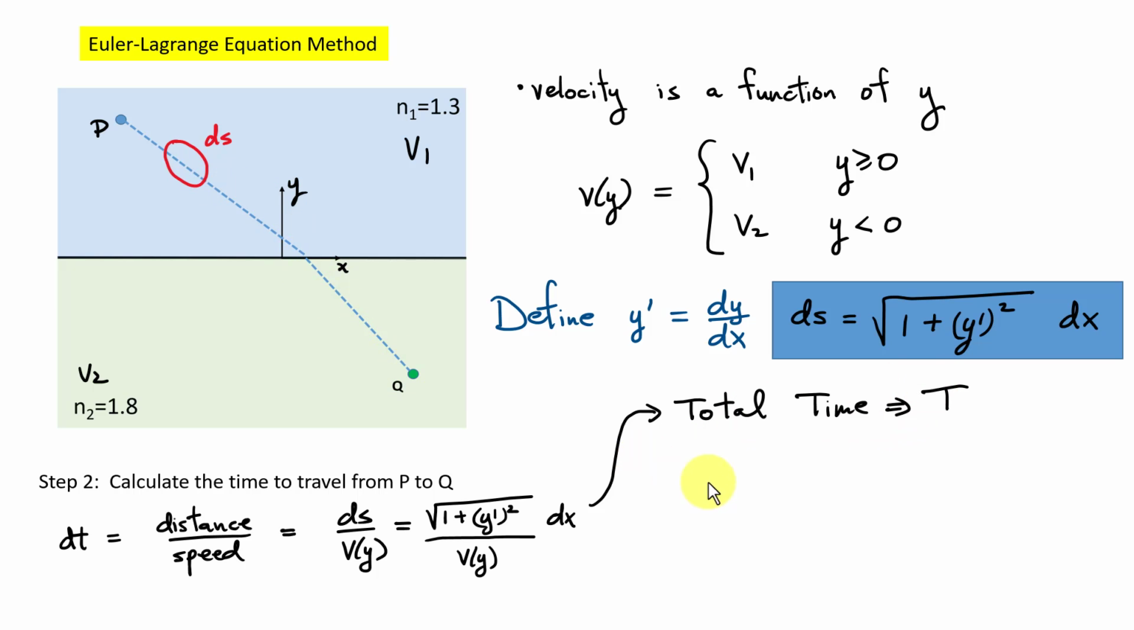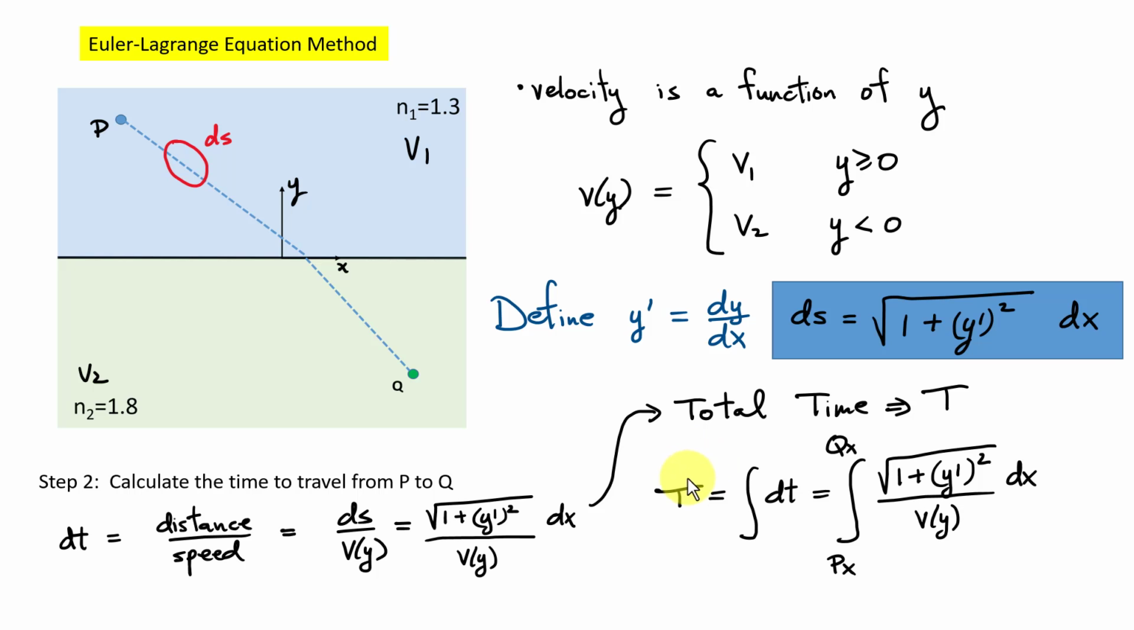Okay, and to get the total time, what that means is you really want to integrate all of these small elements of time dt. Now we substitute the expression we have for dt in this integral, and this is what we have now. We're integrating over dx, starting at px going all the way to qx, and here is the function that appears in this integral. This is going to be our starting point for the Euler-Lagrange equation.